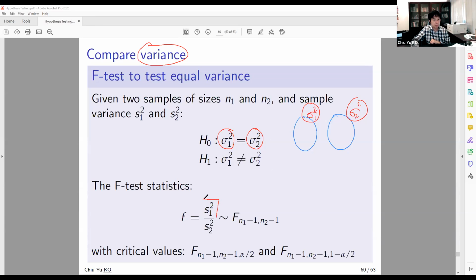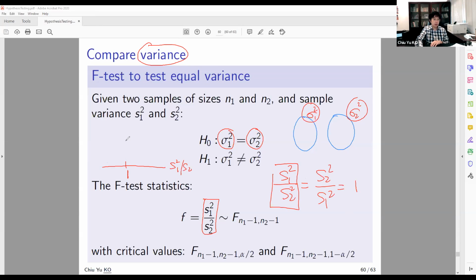We look at the ratio of them. You can do S1 square over S2 square, or you can do S2 square over S1 square. Look at the ratio. You want to see whether they're the same. Obviously the idea is if they're equal, the ratio should be close to 1. So we're looking at S1 square over S2 square. It should be somewhere near 1, not 0, it's 1, because they're the same.